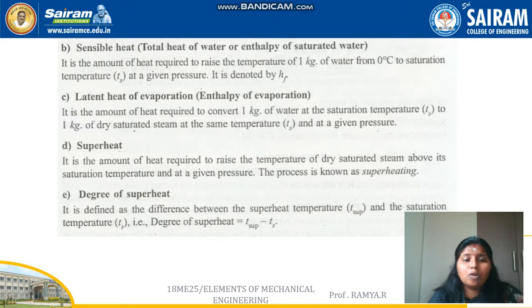Superheat is the amount of heat required to raise the temperature of a dry saturated steam above its saturation temperature at a given pressure. The process is known as superheating. And the next one is degree of superheat. It is defined as the difference between superheat temperature and saturated temperature, that is T super minus T saturated.